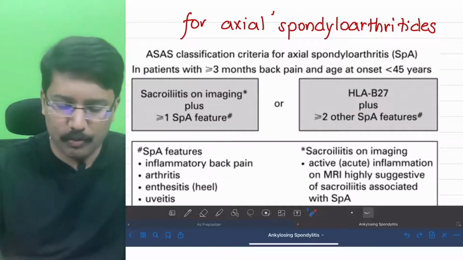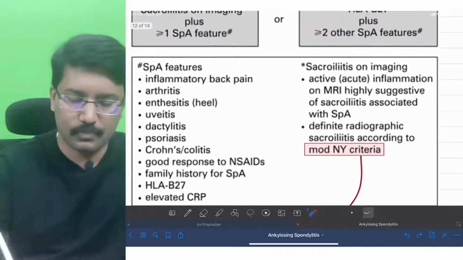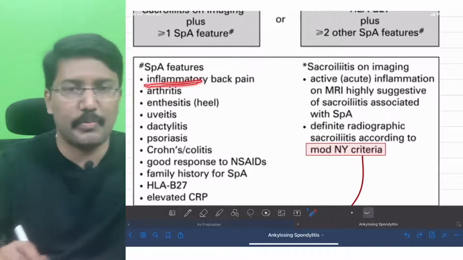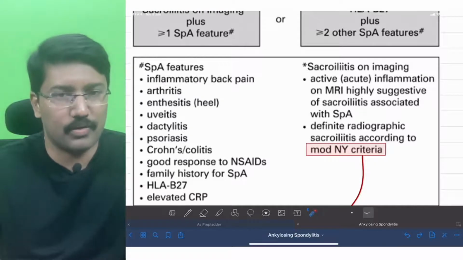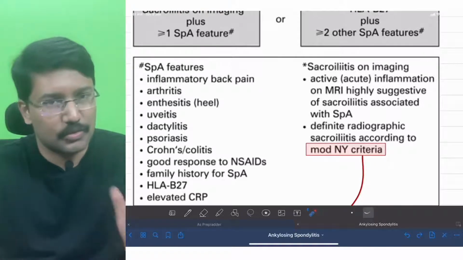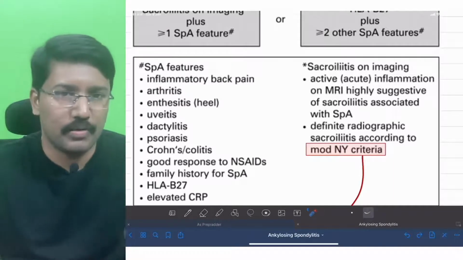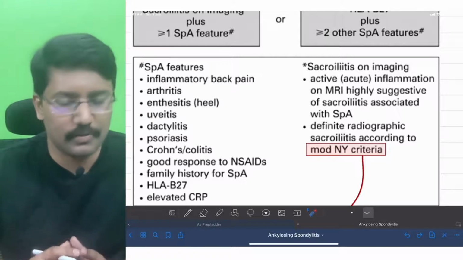Okay. What are the spondyloarthritis features that this classification criteria talks about? Inflammatory back pain, right? So they're using the word inflammatory. That means the back pain should be worse in the morning. There should be early morning stiffness lasting for more than 30 minutes, and exercise should improve the stiffness and pain, and movement should improve the pain, and in fact they should feel better by evening. Morning should be their worst time, right?